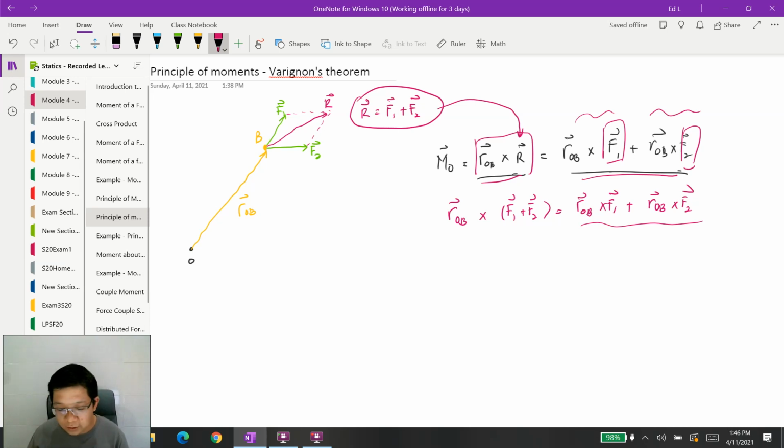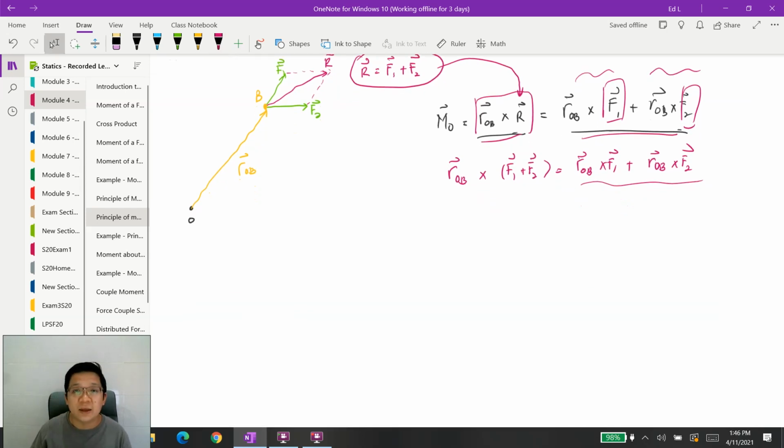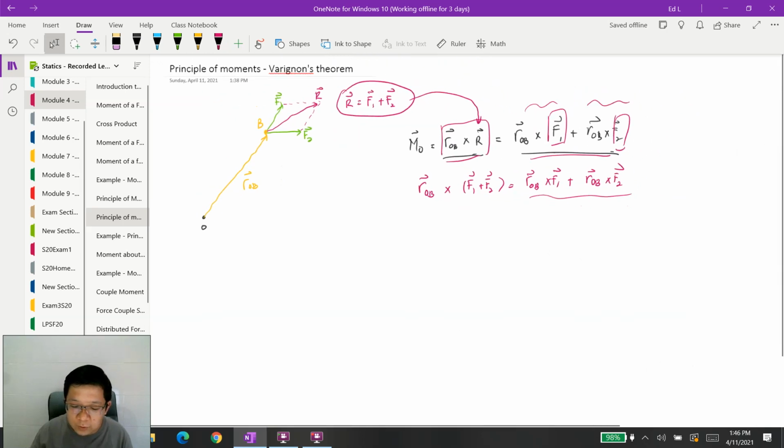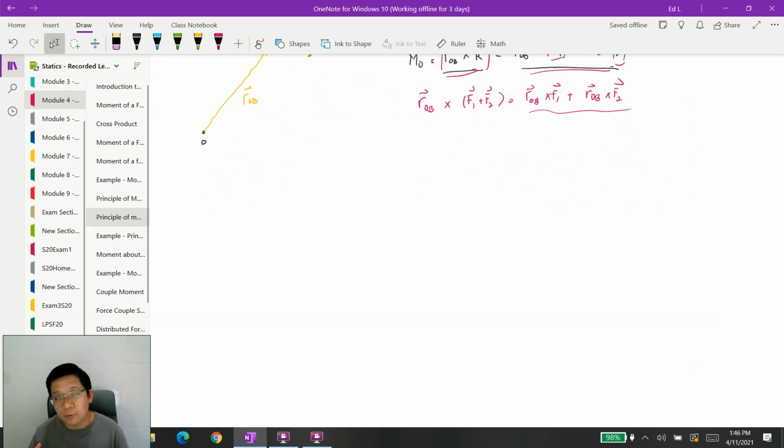Varignon's theorem. We can see some more practical examples of it, especially when we are dealing with the moment of a force, when we try to calculate the moment of a force using the scalar formulation. In order to do that, I'm going to redraw another figure right here.